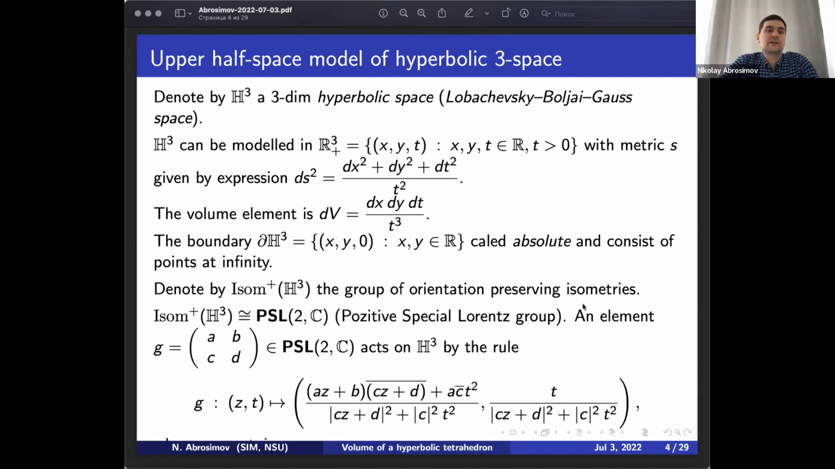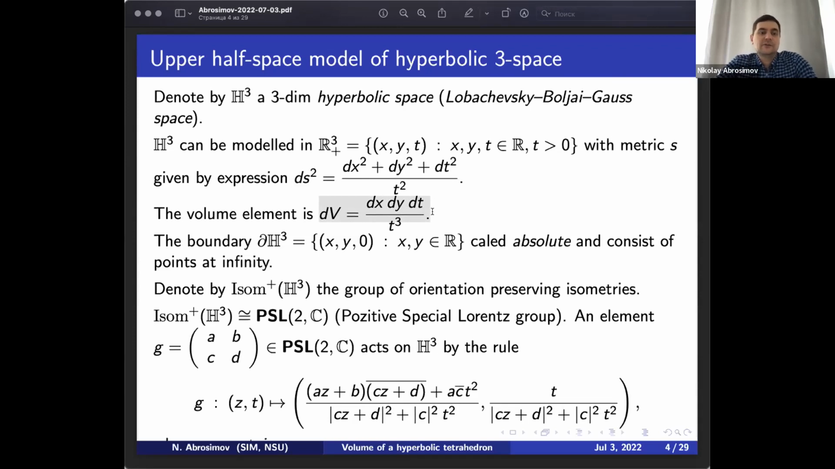So we denote by H3 a three-dimensional hyperbolic space, also known as Lobachevsky, Bolyai, Gauss space. And it can be modeled in the real three-dimensional upper half-space with coordinates x, y, and t, where t is positive, and endowed with the metric s, given by this expression. Therefore, the volume element dV is given by this simple formula.